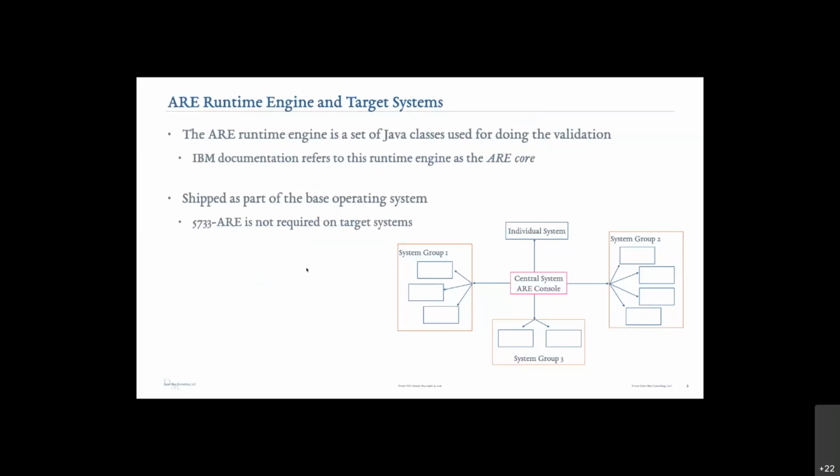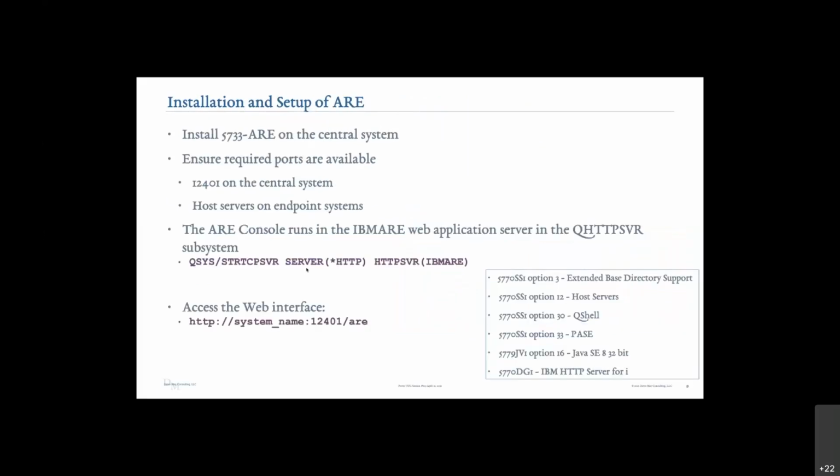So the ARE runtime engine, or the ARE core, it's just a set of Java classes that are shipped with the operating system. And it's shipped as part of the base operating system. I've already said this, a little bit of repeat here. You do have to install 5733 ARE on the partition that you want as the central system.